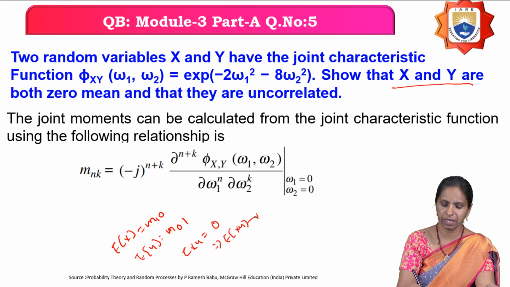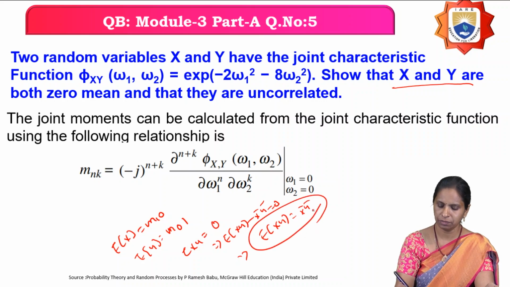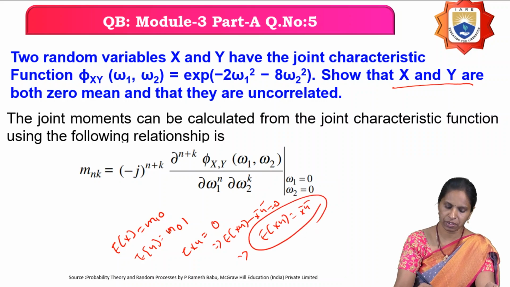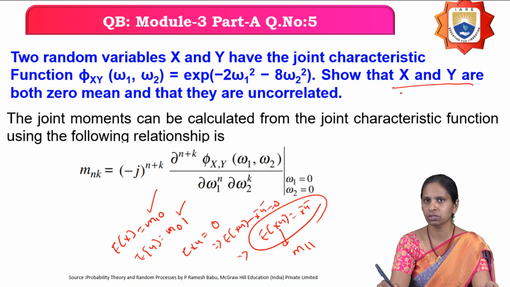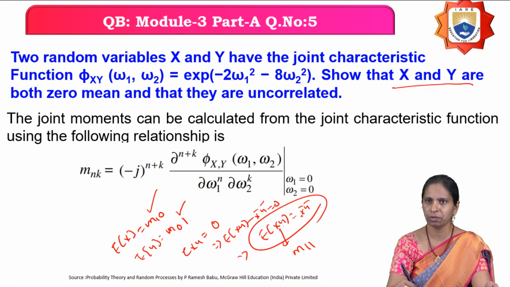U of xy minus x bar into y bar equals 0. Then this implies U of xy is nothing but x bar into y bar, so you can say that they are uncorrelated. So first calculate m10, calculate m01, then calculate m11. After that, you have to show that the means are 0, and if you get the covariance as 0, or else show that m11 equals x bar y bar, then you can say that they are uncorrelated.